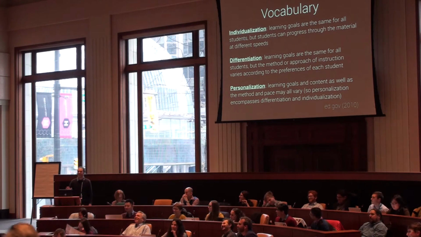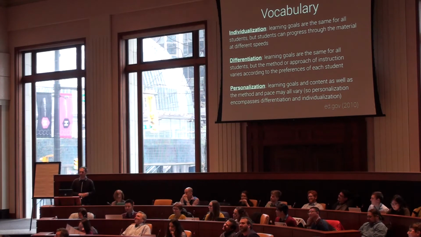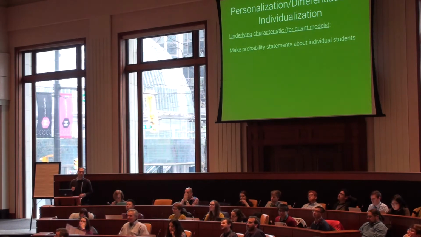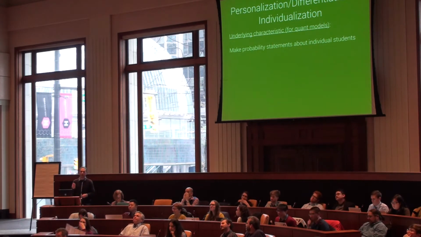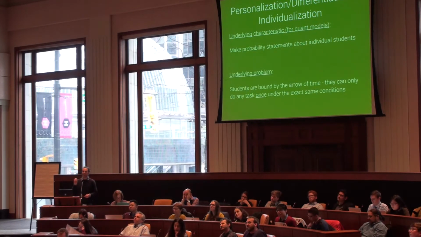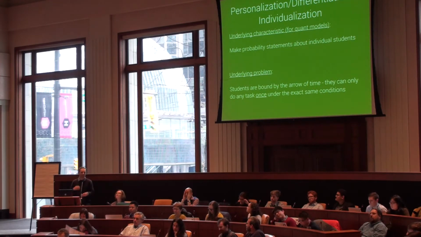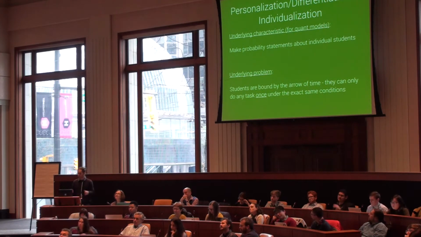So we've got these ideas of personalization, differentiation, individualization. I think the bottom line from the modeling perspective is that we want to be able to make a probability statement about an individual. The issue with that is that an individual can only ever do a task one time. They're stuck in time, and we can't reverse time, change the conditions a little bit, do it again with them, and then develop a distribution around them that way. So what do we do?